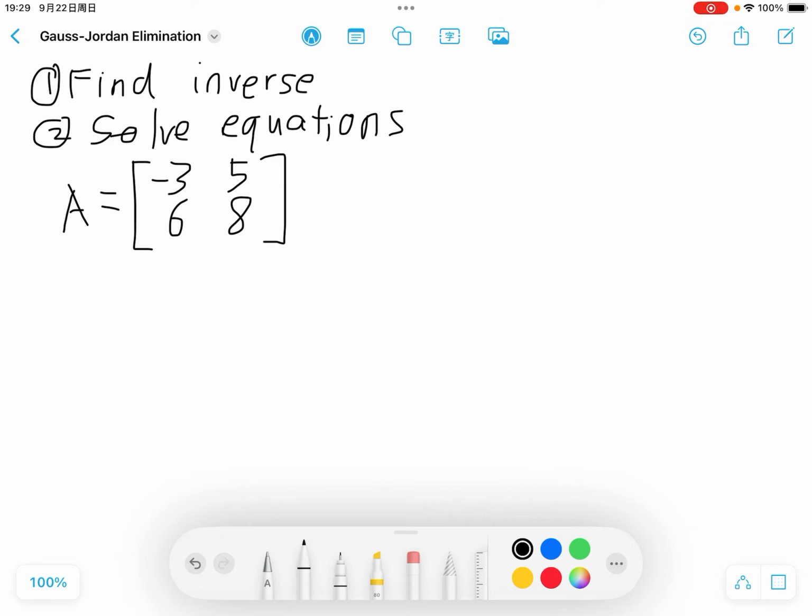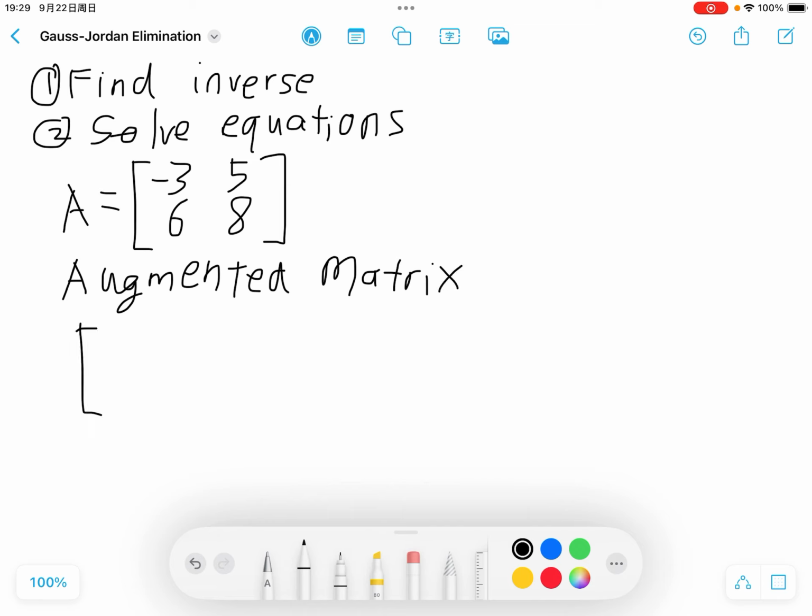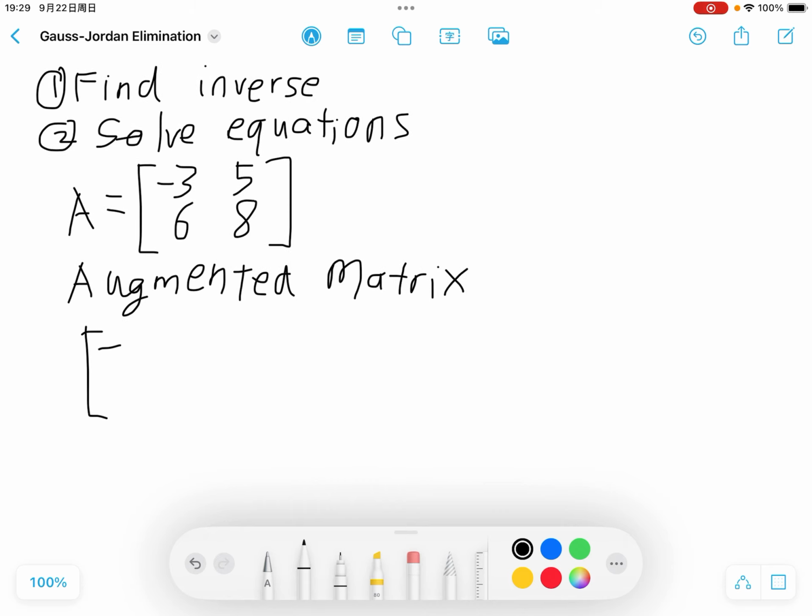The first thing we need to do is form an augmented matrix. So this is how you spell augmented matrix. An augmented matrix is essentially two matrices slammed together. On the left hand side, we write -3, 5, 6, 8, which is our original matrix A. On the right hand side, we write the identity matrix, which is 1, 0, 0, 1. Our goal is to transform the left side through certain operations into the identity matrix.